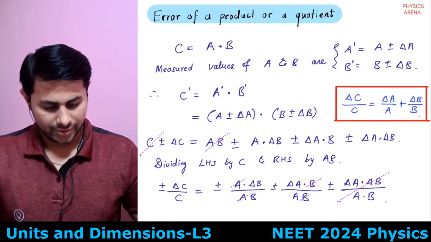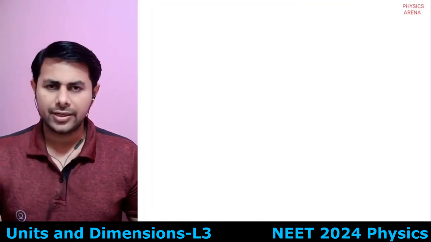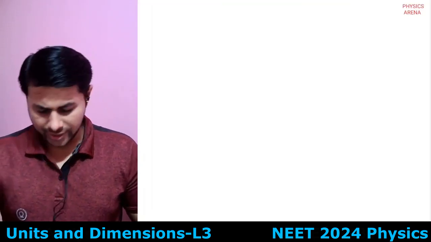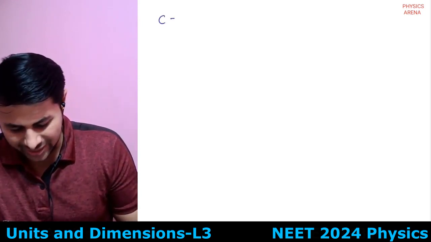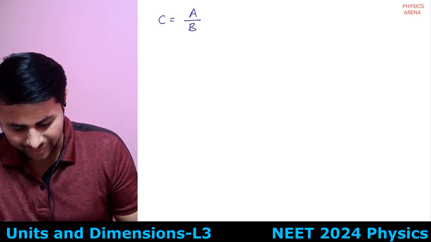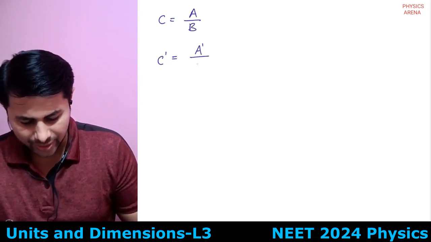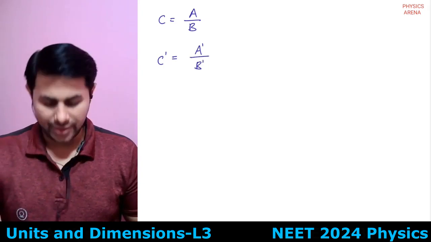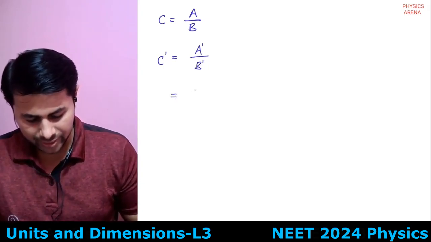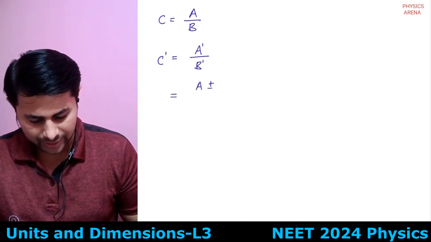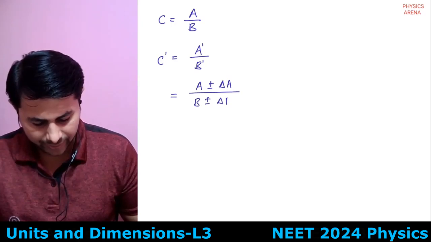All right. After that, a similar thing happens in case of quotient. So just pay attention to the calculation. Okay. So let's suppose now C is equal to A divided by B. So C prime will be equal to what? A prime upon B prime. All right. So A prime and B prime are measured values. So this is equal to A plus minus delta A, and this is B plus minus delta B.